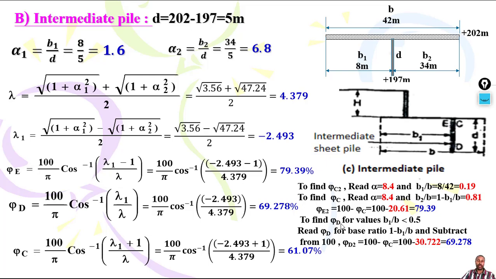And to find phi D, for values of B1 over B less than 0.5, and already B1 over B is less than 0.5, read phi D for the base ratio of 1 minus B1 over B and subtract from 100 to find phi D2, which is at intermediate pile 2, 100 minus phi C. So you get 69.278. Let me show you again the chart.